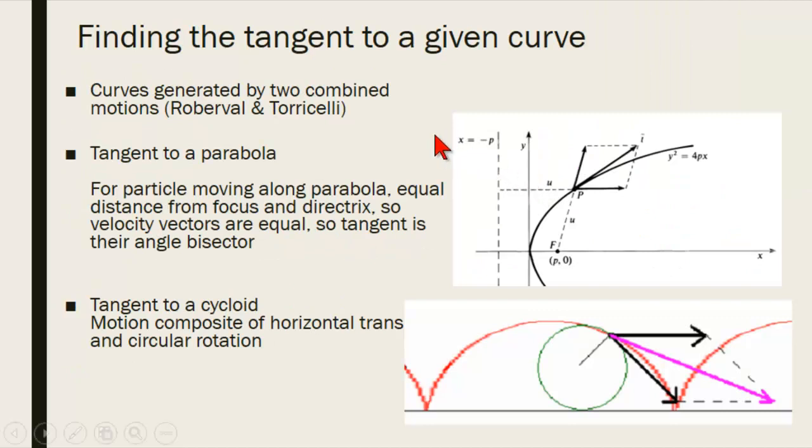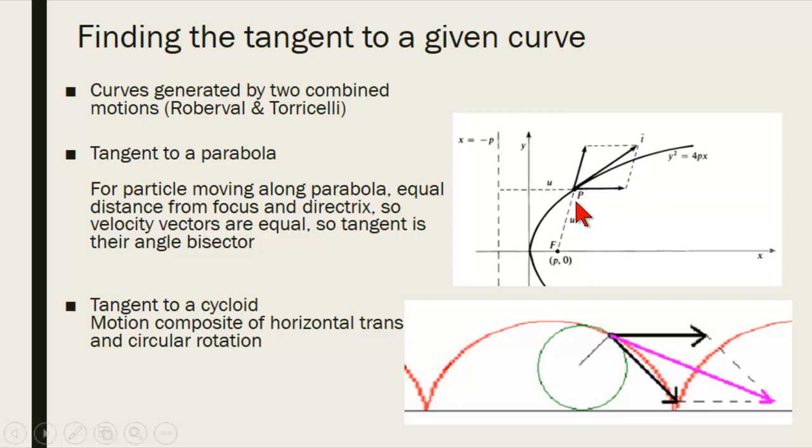Here's another look at the same problem, actually. This is a little later in time after Descartes. Two people working independently were studying curves that were generated by two combined motions. So here we're imagining that a particle, maybe a comet, for example, is traveling along the path of this parabola. And again, we want to know the tangent direction at any given point.